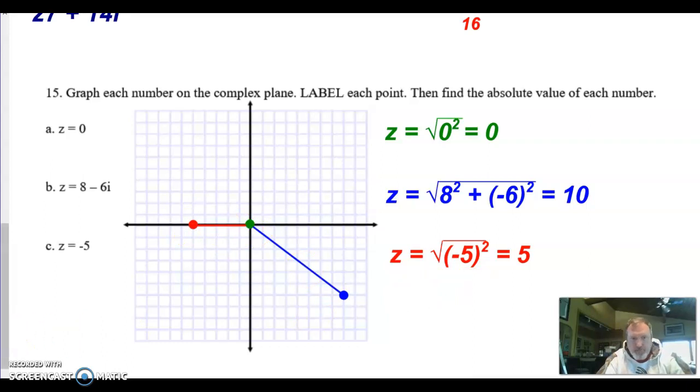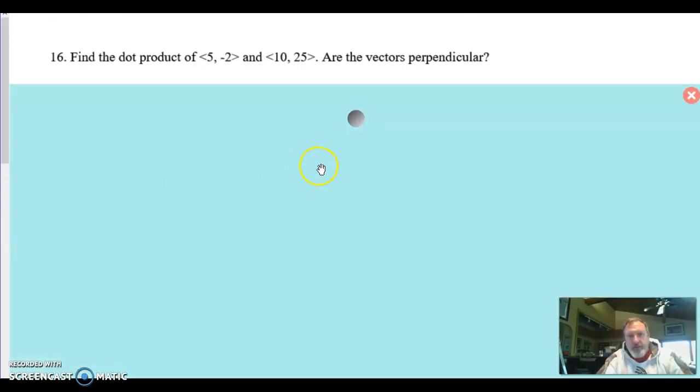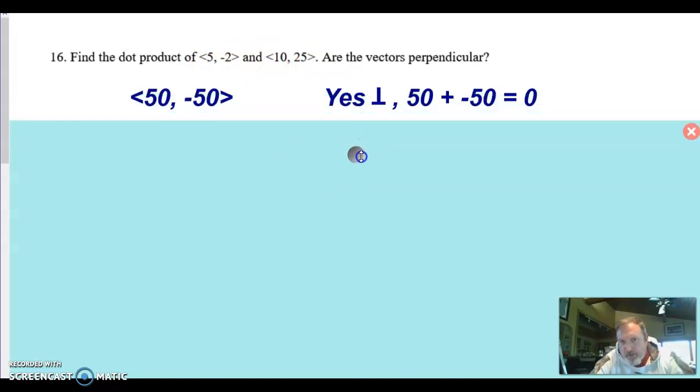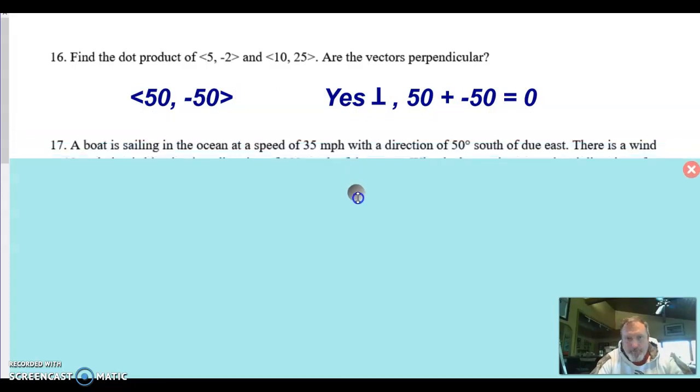All right, page 4, final page, home stretch. Okay, dot product. Remember with the dot product, you multiply the first two, multiply the second two, add them together. So our dot product, we get 50 and negative 50. Are they perpendicular? That's when you add them. Yes, they are, because they add up to 0. If it adds up to anything other than 0, then it's no.